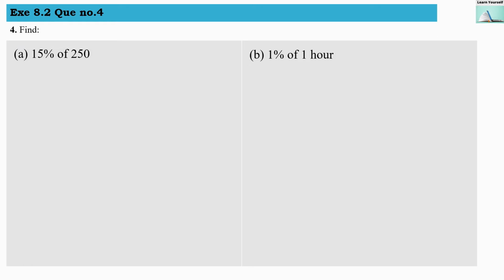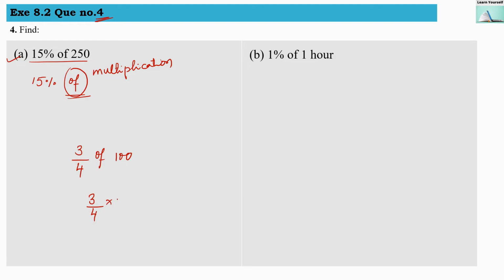Exercise 8.2, question number 4. We have to solve these numericals in A, 15% of 250. Let us understand this numerical first. 15% is there. Whenever off will come, off will suggest multiplication. Whenever you will see off terminology, earlier we have seen the numerical that 3/4 of 100. In that what we were doing is 3/4 that we were multiplying with 100. The same thing we have to do here, but here the percentage is there, not a fraction form.